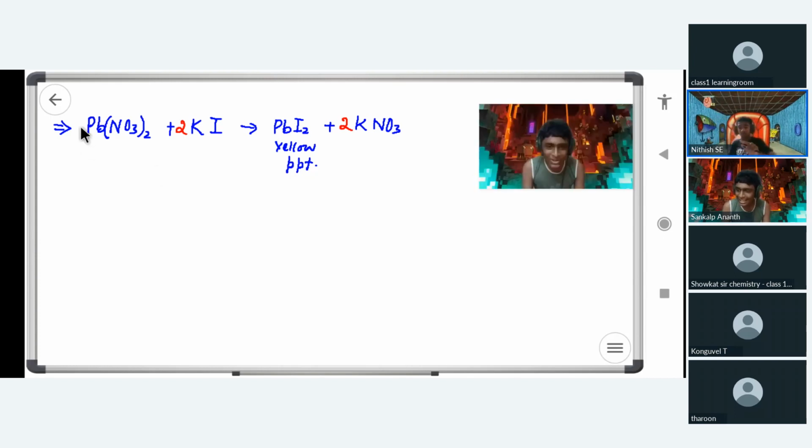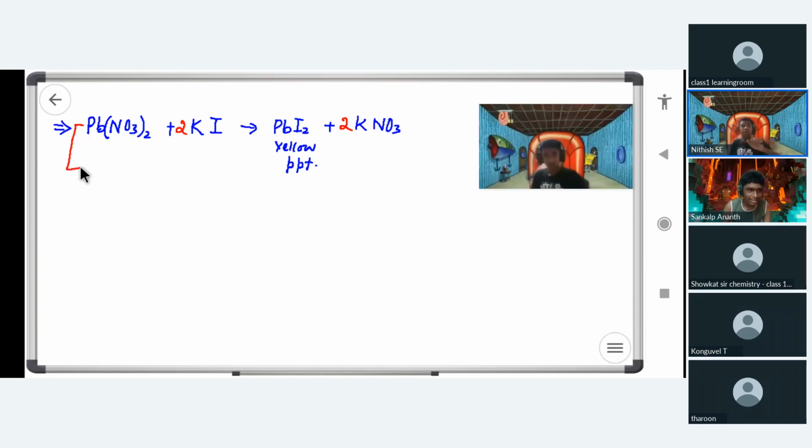I was the one who said it first. You only said 2KNO3. I only said 2KI. No, you said after everyone said. Shush, shush. Now tell me which type of reaction it is. It's a double displacement reaction. I said first.